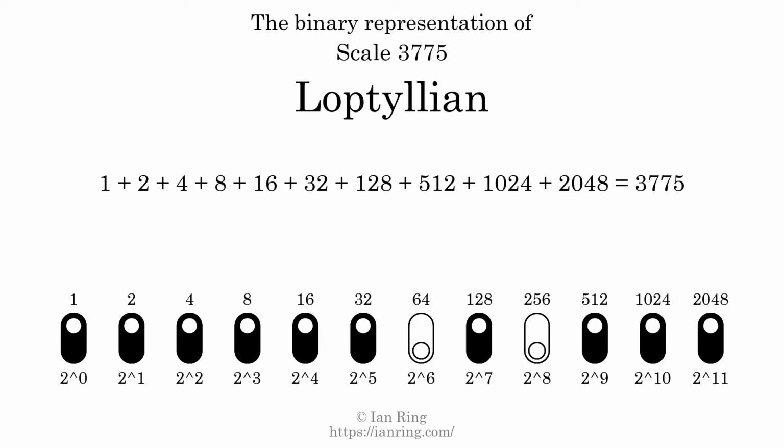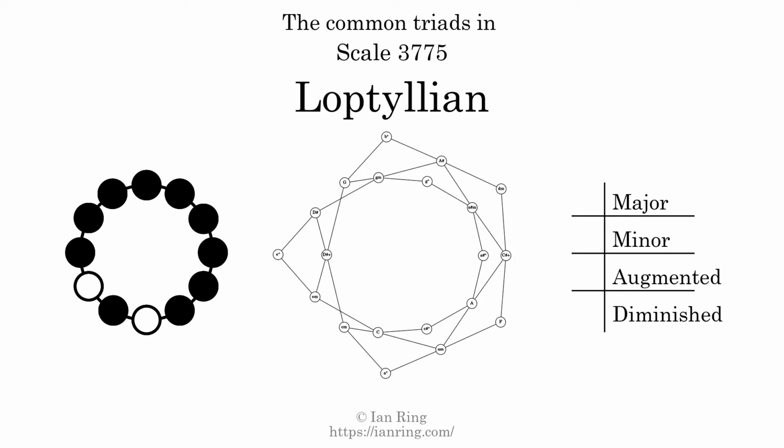3775. The scale number not only enumerates the scale with a unique index, but it also literally describes the tonal content of the scale. Represented as a binary number in base 2, the scale number is 1-1-1-0-1-0-1-1-1-1-1-1. Here are the common triads present in this scale.